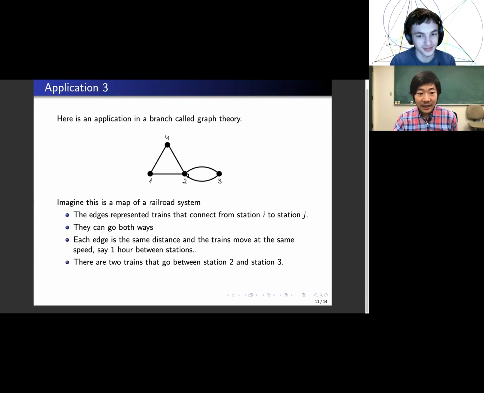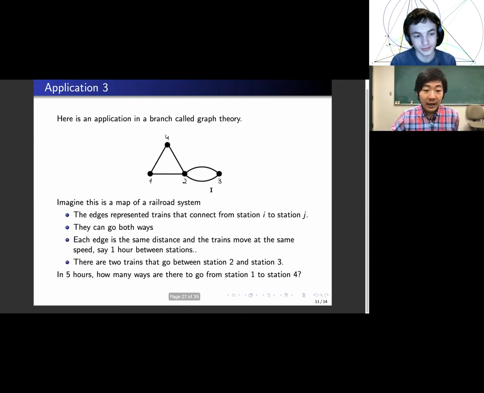And for stations 2 and 3, there are two different trains that you can take. So you can go this way or this way, forward and backwards. And so now the question is, in 5 hours, how many ways are there to go from station 1 to 4? In exactly 5 hours. So you can't just go from 1 to 4 and then wait 4 more hours. You have to take exactly 5 hours to go there.